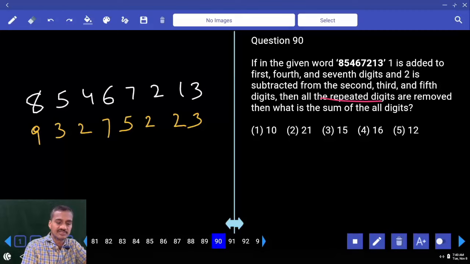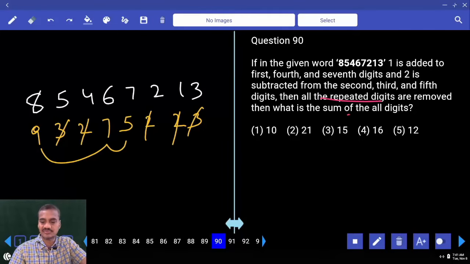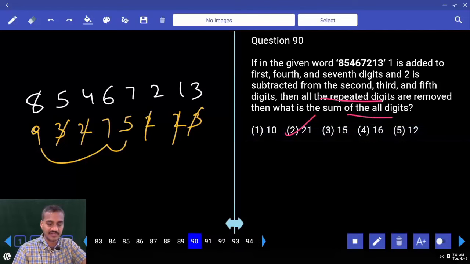All the repeated digits are removed means what are the digits? 3 is repeated, so 3 must be removed, and 2 must be removed. Now we are left with the remaining 9, 7 and 5. Sum of the remaining is how much? 16 plus 5, 21. That is the choice for 90.